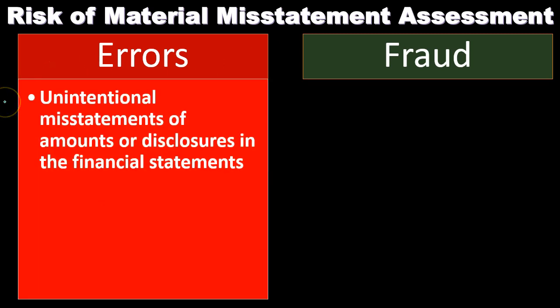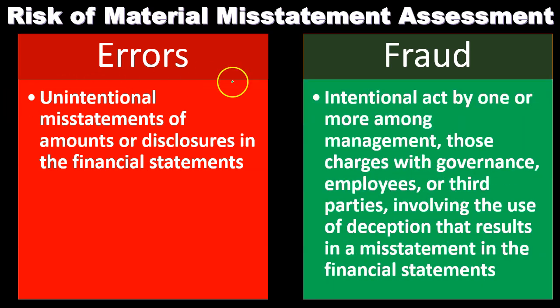Errors are unintentional misstatements of amounts or disclosures in the financial statements. This is quite possible, obviously, when we put together a large process of financial statements in accordance with some system, generally accepted accounting principles, using accrual standards, revenue recognition, and expense recognition, or the matching principle. It's quite possible that we have some issues, some problems, some errors that could be material, and we want to have our audit process set up so that we can detect those errors and make adjustments for them.